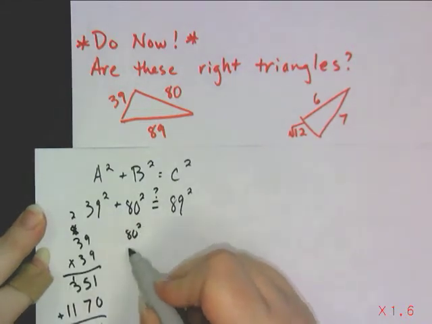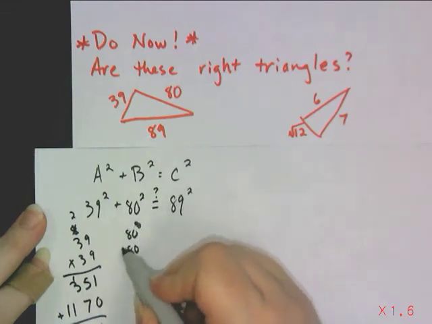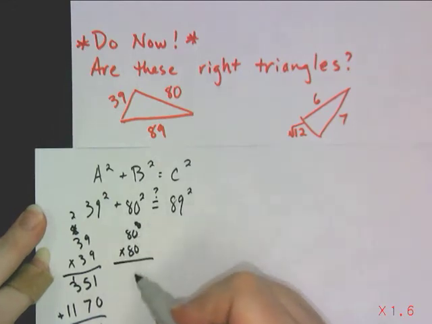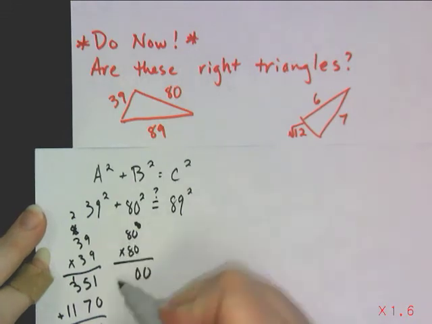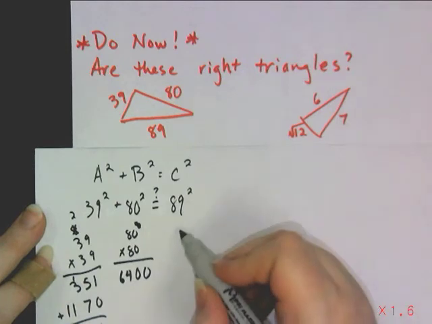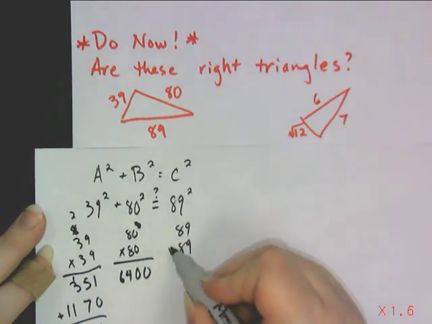80 squared is a lot easier. Because what happens? I can write down the zeros at the end and focus on the 8 times 8, which is 6,400 when I'm all done. And then 89 squared.